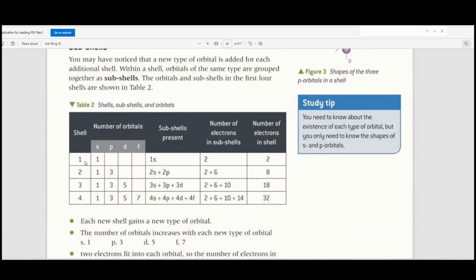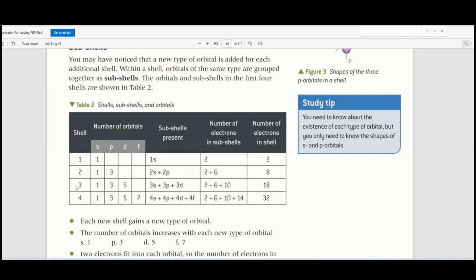So shell number one, we have just one s. So the subshell present is just one s. Number of electrons, two. Shell two, we have one s orbital and three p orbitals. So the subshells that are present are 2s and 2p. So s and p are the subshells.